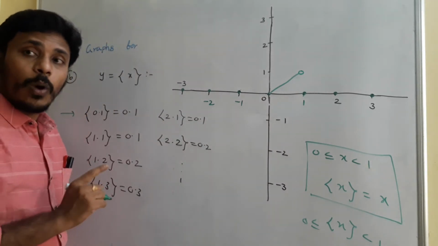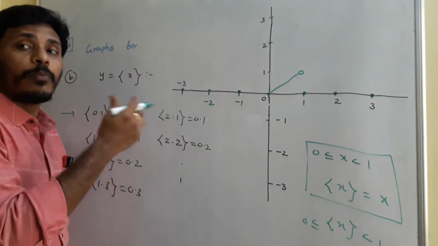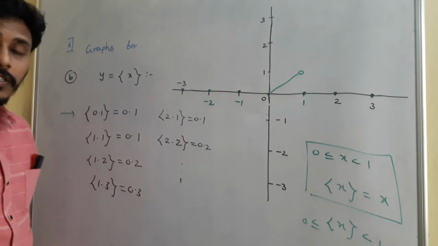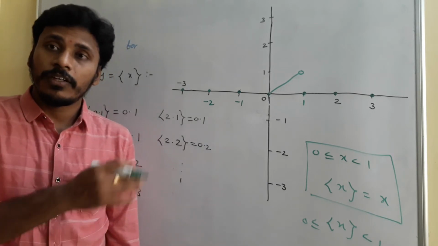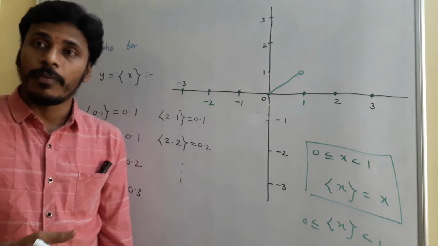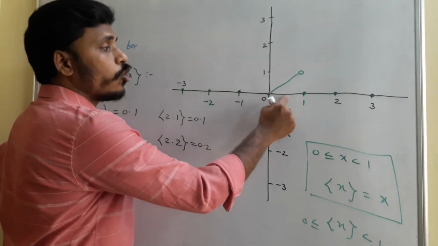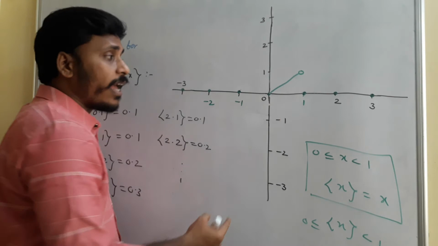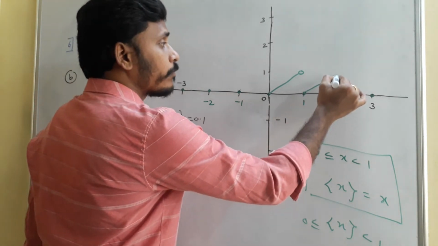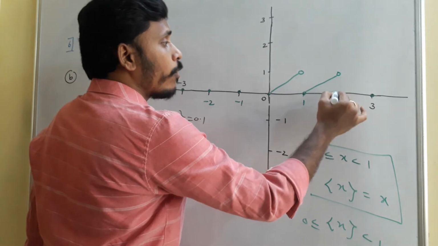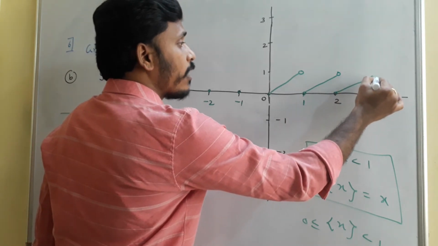And again in between 1 and 2, the same possibility will happen, because as we discussed, for 0.1 and for 1.1 same result, for 0.2, 1.2 same result. So if you move from 0 to 1, the graph looks like this. Again if you move from 1 to 2, the graph looks the same pattern. Again if you move from 2 to 3, the graph looks in the same pattern.